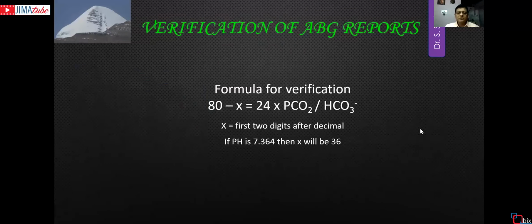Now, the first part is to verify ABG reports. ABG reports can be verified by a formula. This is 80 minus X is equal to 24 into PCO2 by bicarbonate, where X is the first two digits after the decimal. For example, if pH is 7.364, then X will be 36.